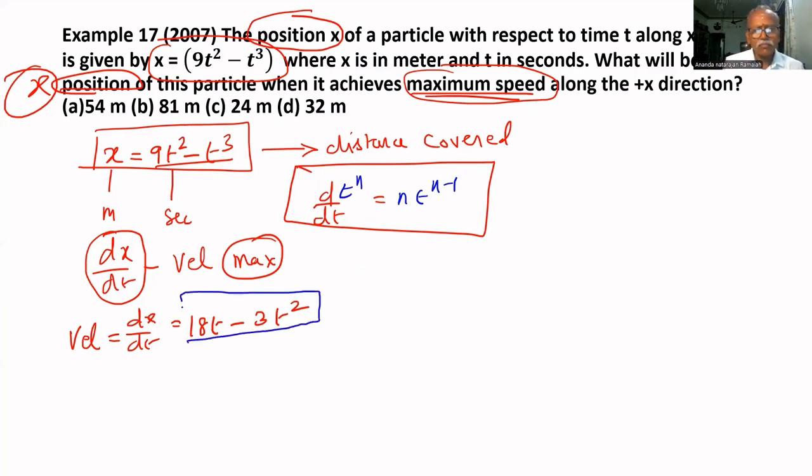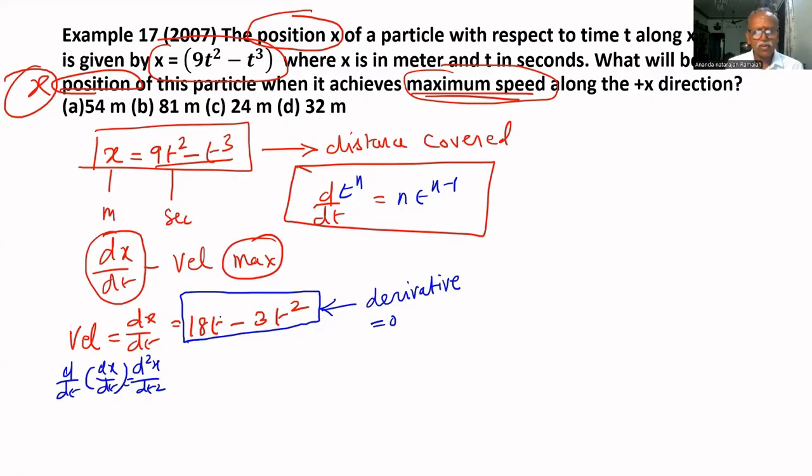When will it be maximum? The mathematics says that if the differentiation of this is equal to 0, then it may be maximum or minimum. Either way, the derivative of this must be equal to 0. So we have to differentiate again, one more time. So d square x by dt square, that is d by dt of dx by dt. Second time differentiation means we differentiate this once again.